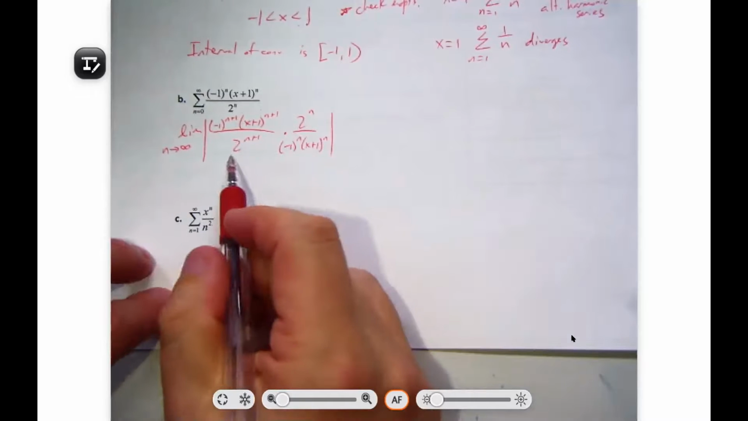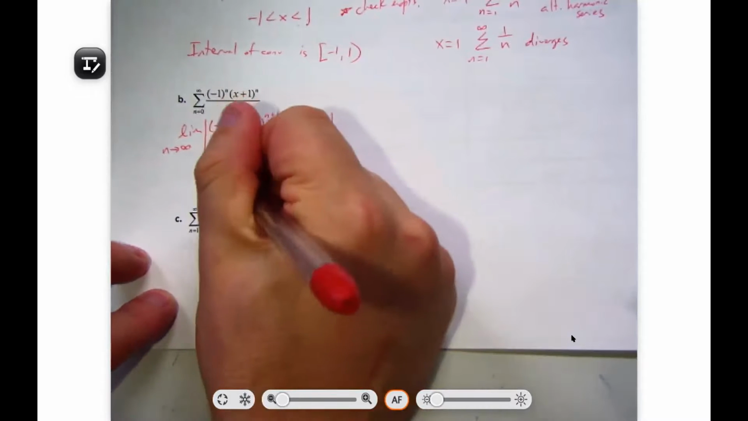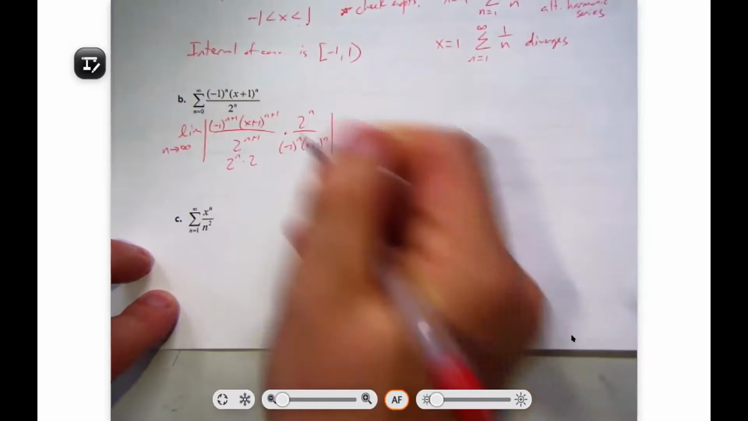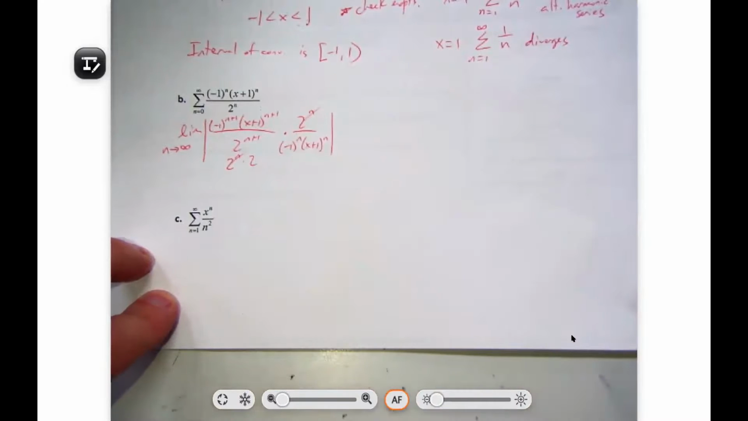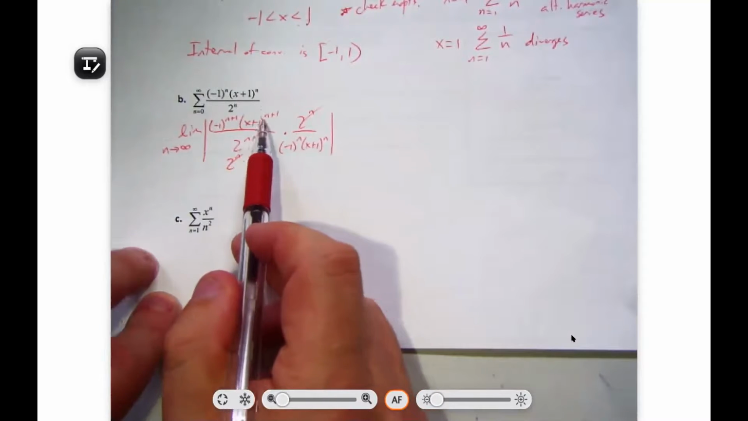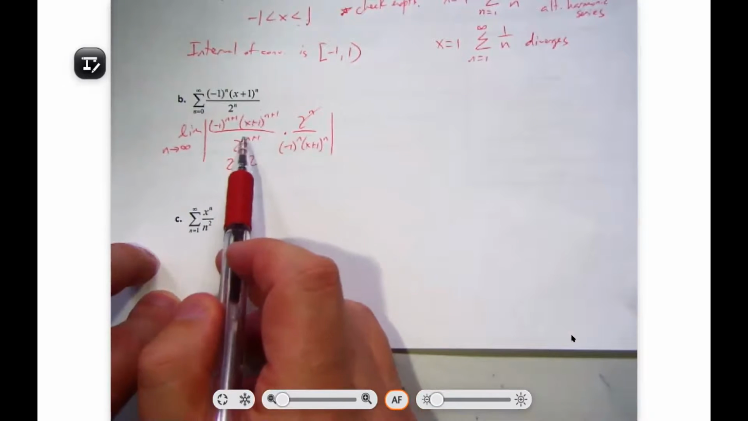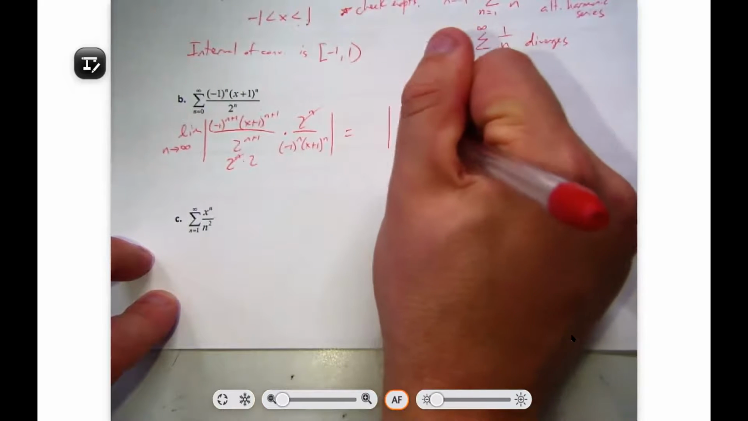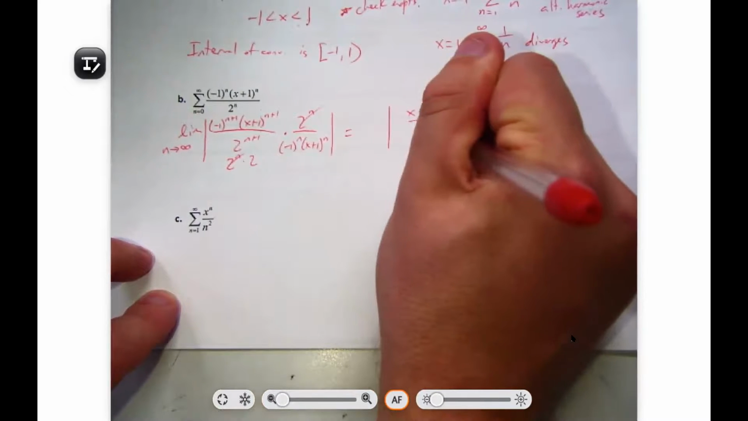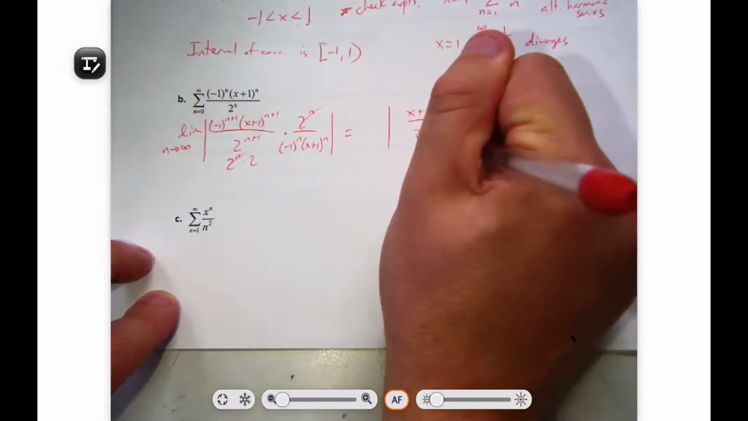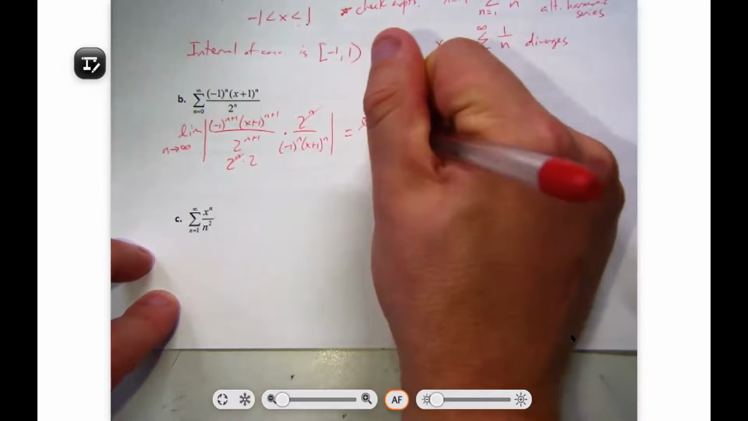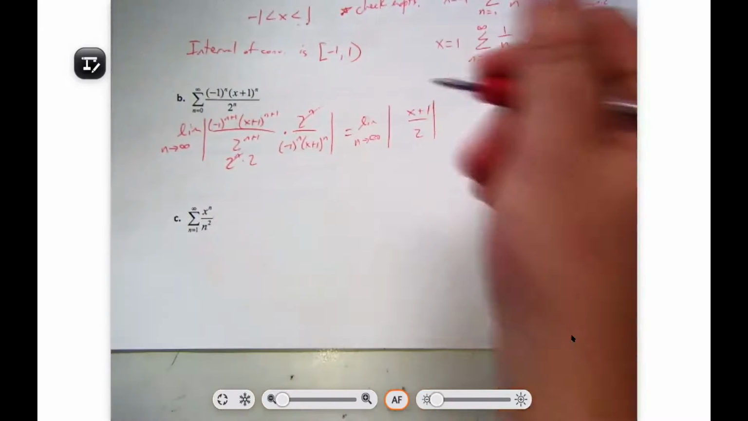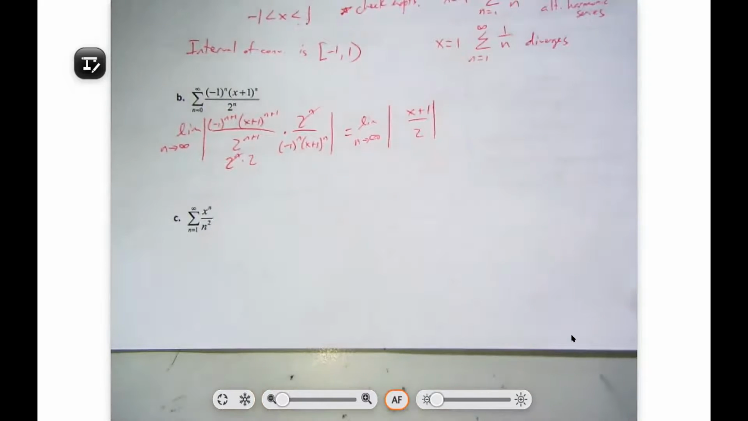So let's see, 2 to the n plus 1 on bottom is the same as 2 to the n times 2. So those 2 to the n's will cancel. You'll have x plus 1 to the n times x plus 1. So you'll have x plus 1 on top and 2 on bottom. Is that right? All the n stuff goes away. Did I do that right? I'll take that as gospel.